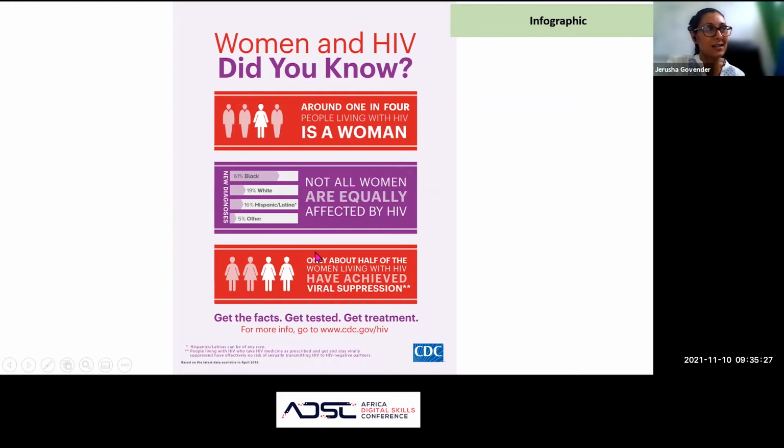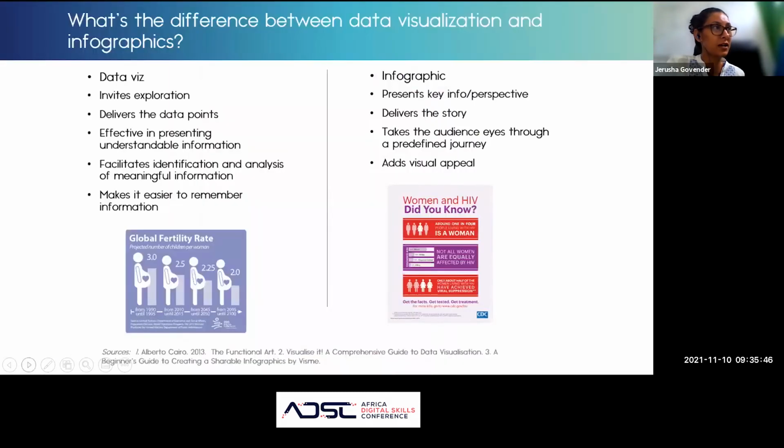It's saying, this is the case. There are some issues here. So go get tested, get the information, get the treatment. And if you want more information, you can go here. So it's very clearly structured to guide you as to what I want you to be thinking about, and what I want you to do at the end. So that's the clear differentiator between a dataviz and an infographic.